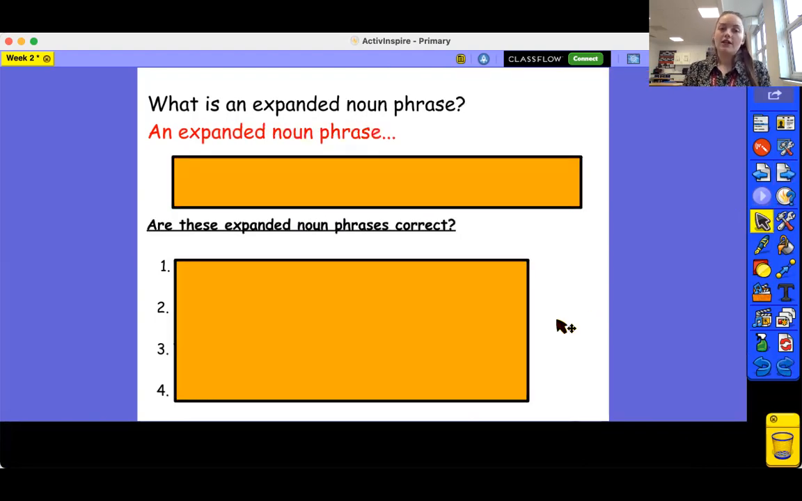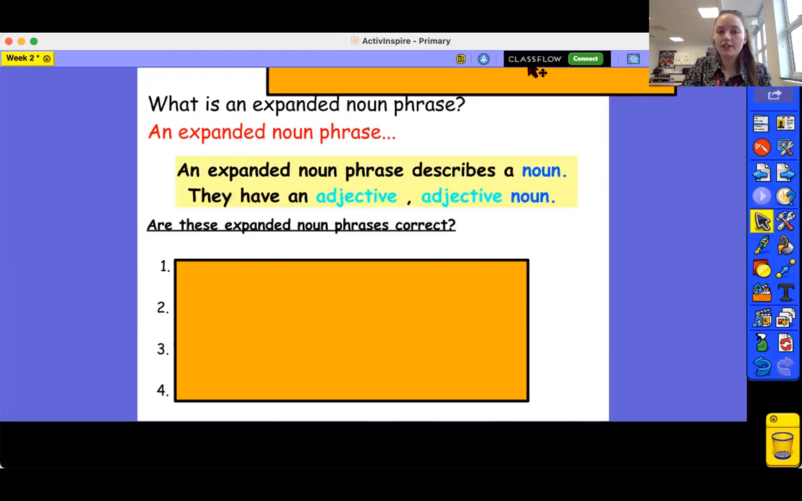Now we know what an adjective is, and we should hopefully remember what an expanded noun phrase is, and I will give you a clue. It's got something to do with adjectives. If you think you can remember what an expanded noun phrase is, pause the video and tell somebody in the room. Fabulous. So an expanded noun phrase describes a noun as well, just like adjectives do. And we call it an expanded noun phrase because it's got two adjectives in it. And the pattern that it follows is adjective, comma, adjective, noun. So that is an expanded noun phrase.